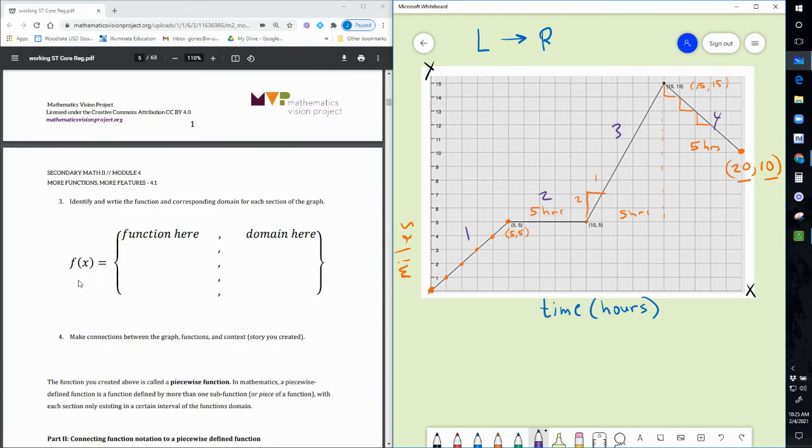And now we get down to the good part. Identify and write the function and corresponding domain for each section of the graph. What the heck does domain mean? Domain means all possible x values. If you don't know that, get that. All possible x values, okay?